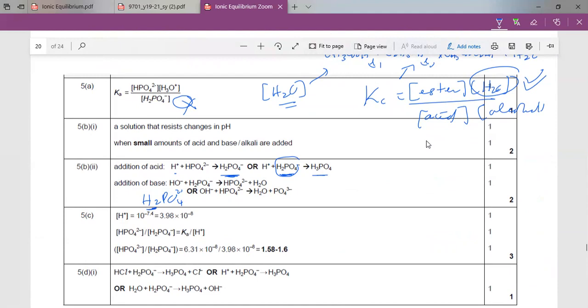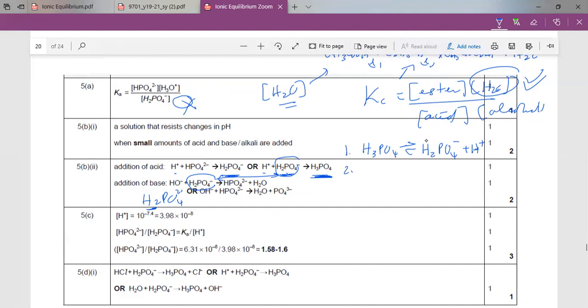Because this one here can also act as a base, to take H+ and give you your phosphoric acid. Why? There are three Kas for phosphoric acid, H3PO4. Let me show you everything. If you don't want to understand, then forget it, but if you want to understand, I'm going to show you everything. So this is H2PO4- plus H+. This is your first equilibrium. We used to do this last time for the titration.